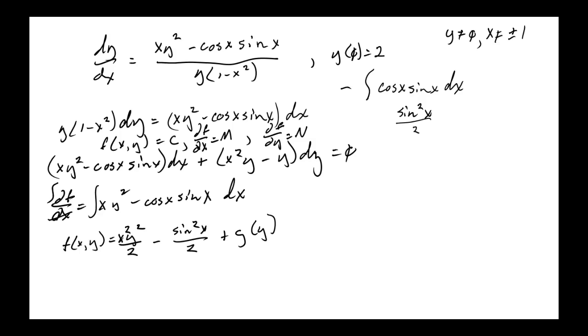Now, what are we going to do next? We're going to use this second one. See, we used this to begin with, and that's how we did that. Now we're going to use this one and see if we can figure out what that g is. Okay, so we're going to say the partial.